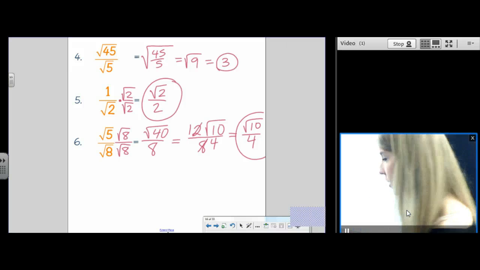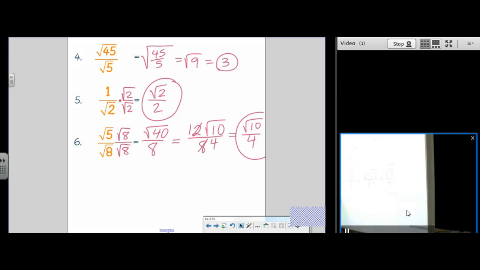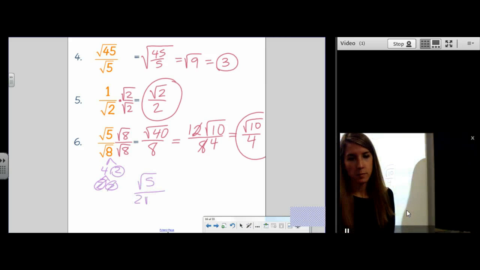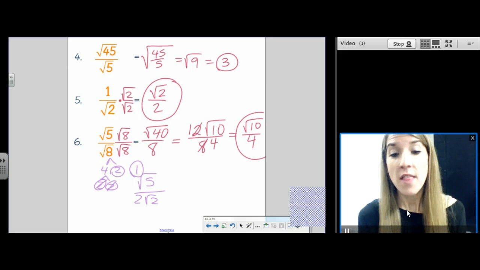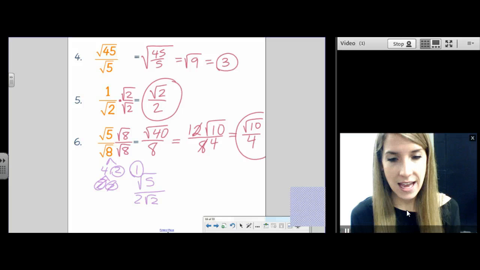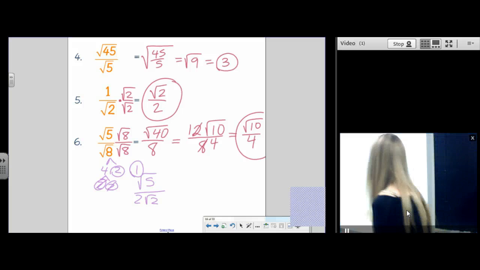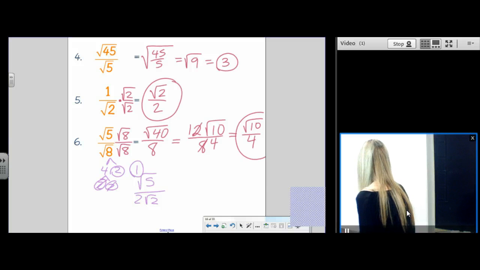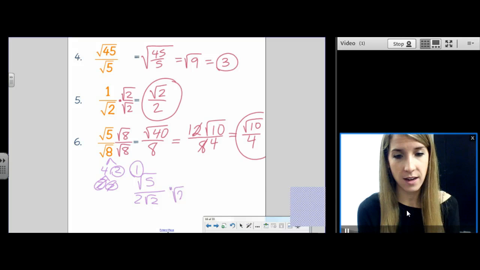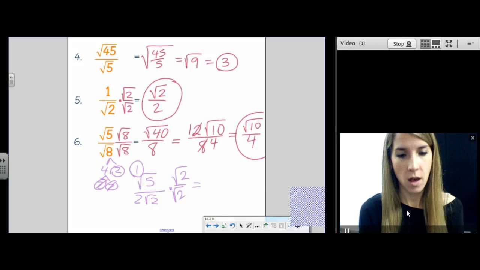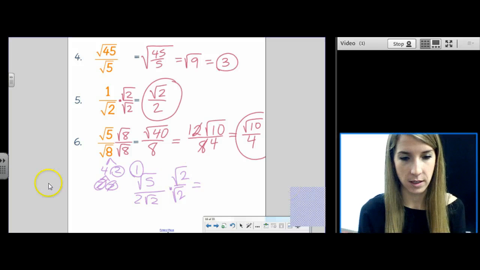How would you simplify first? Let me show you. If we simplified first, we would have said square root 5 over 2 root 2. That would have been step 1, factor tree the 8. Then you multiply the top and the bottom not by square root 8. If you were doing it this way, you would multiply the top and the bottom by square root 2. Do you see that? You're going to end up with the same answer, square root of 10 over 4. Either way, same answer.